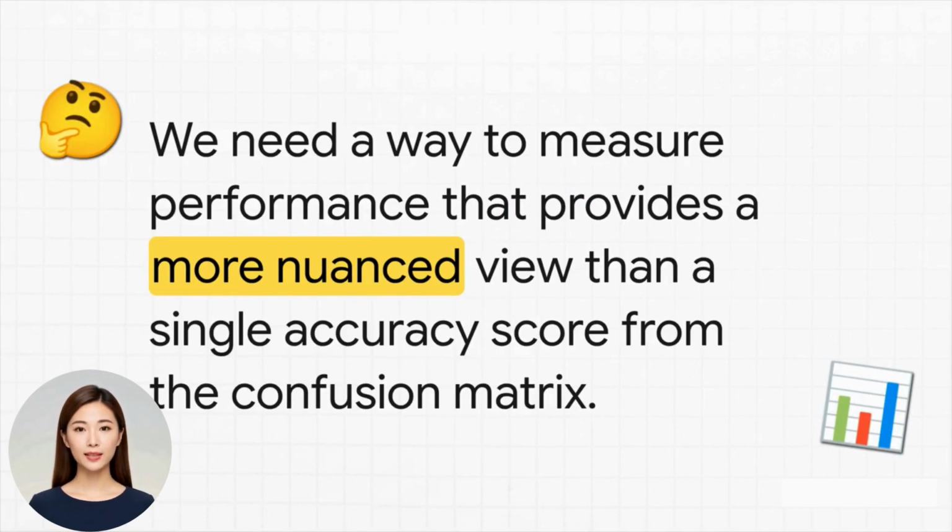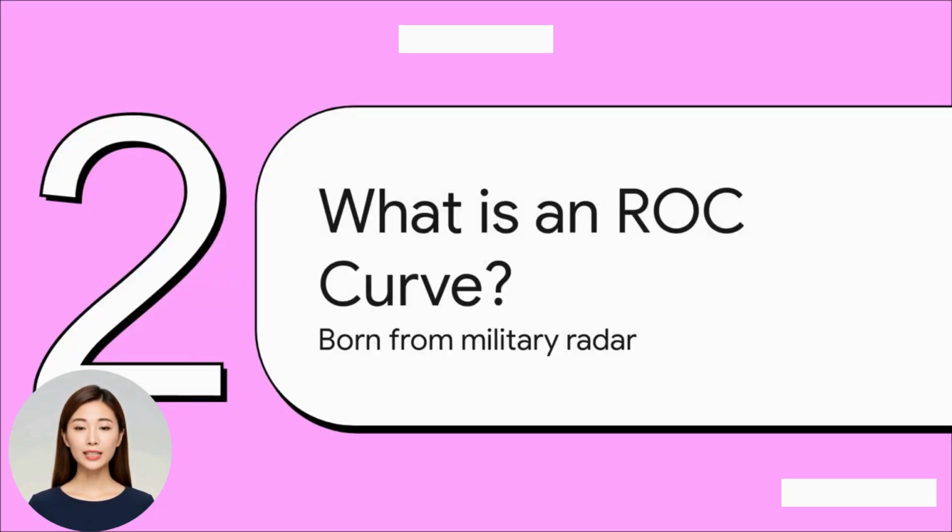Now, you're probably familiar with things like a confusion matrix. And don't get me wrong, those are great. But to really truly understand your model, especially a binary classifier, we need something with a bit more nuance. We need a tool that gives us the whole picture of its performance across all kinds of different scenarios. And that tool, my friends, is the ROC curve. It's an awesome way to visualize performance, and it has a pretty cool backstory.